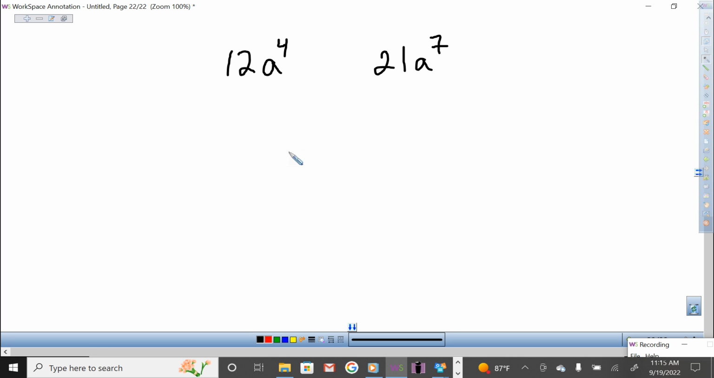Therefore, our GCF is 3a to the fourth. Hands up if you got that? Okay. However, what is left over? Let's see. Tell your neighbor what's left over for this side. 4. What's left over on this side? 7a to the third. That is correct.